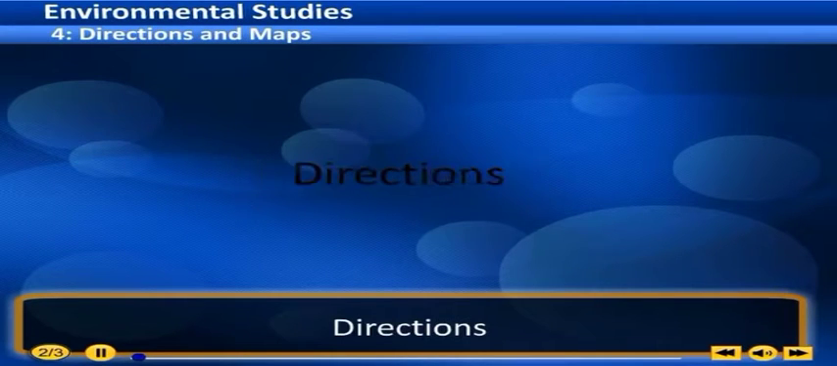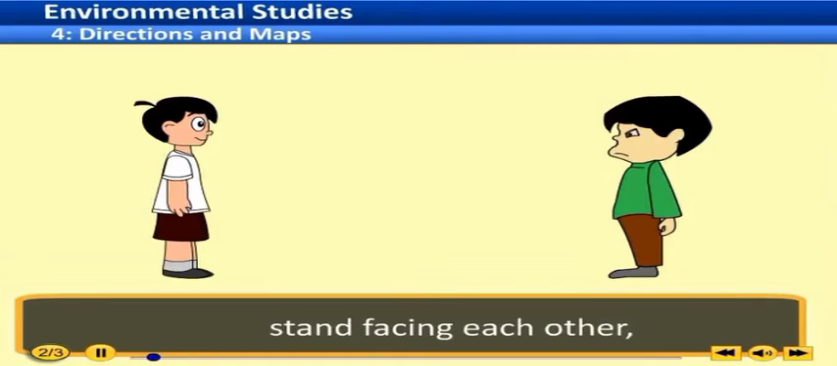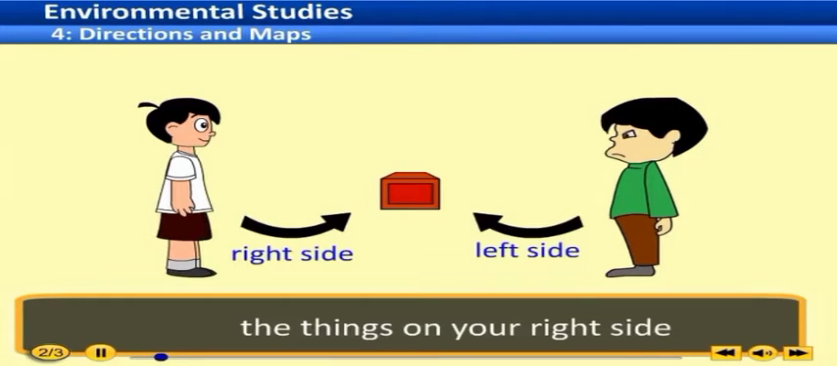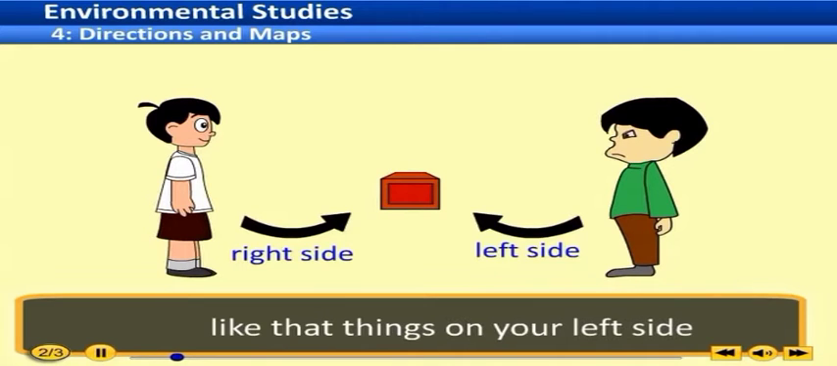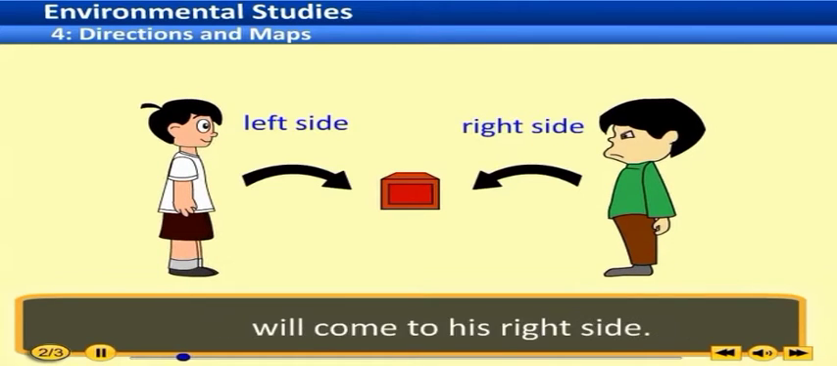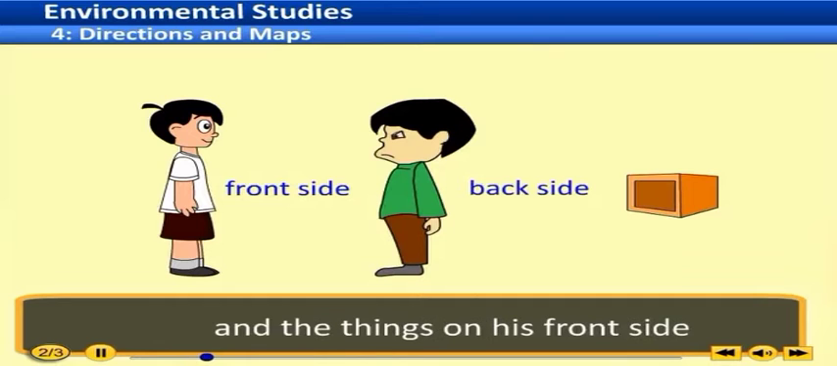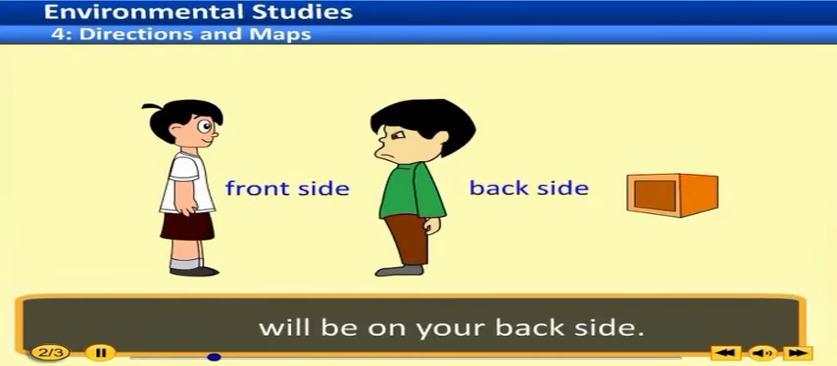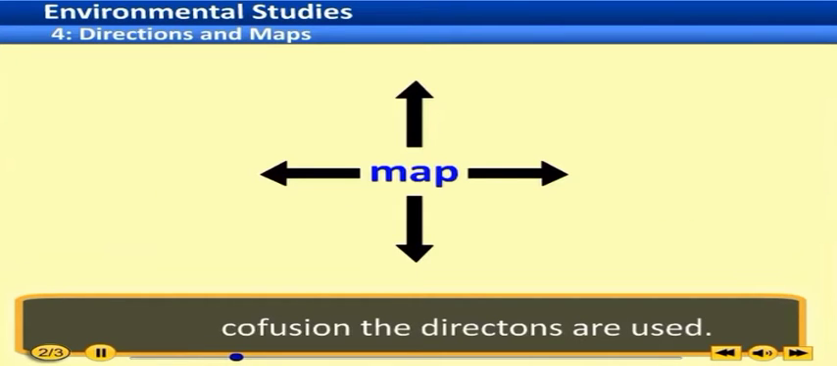Explanation. Directions. Suppose you and your friend stand facing each other, the things on your right side will be on his left side. Like that, things on your left side will come to his right side. The things in front of you will be on his back side, and the things on his front side will be on your back side. So to avoid these different answers and confusion, directions are used.